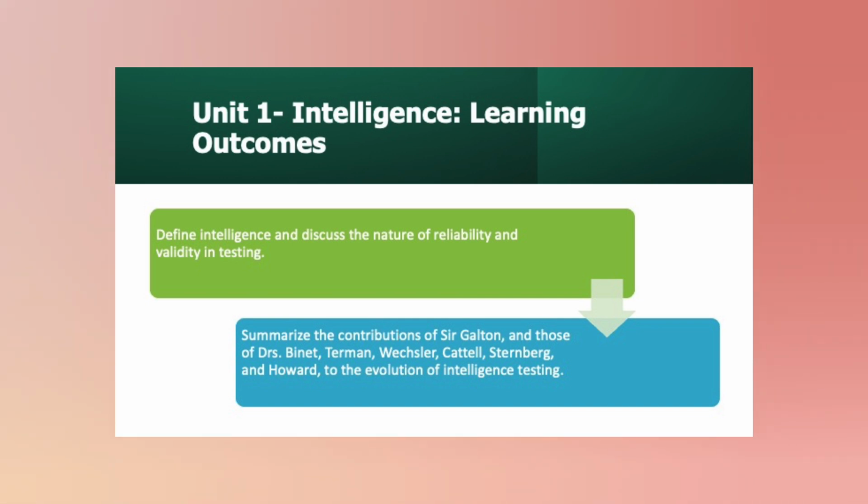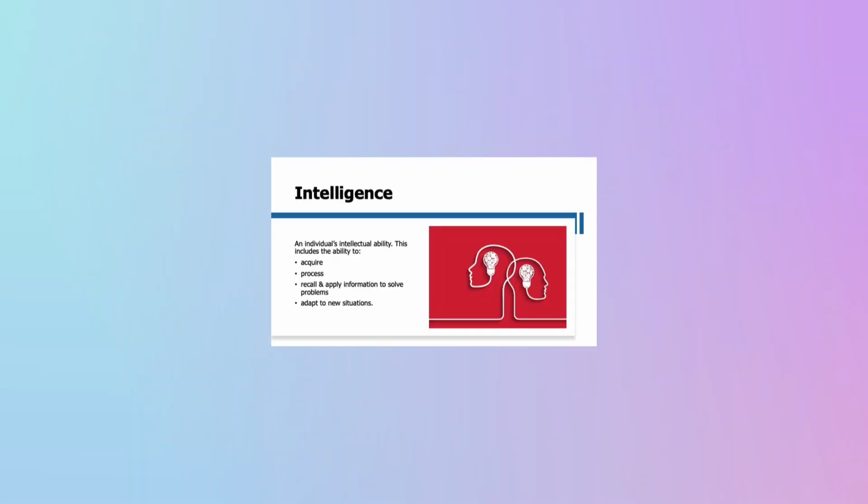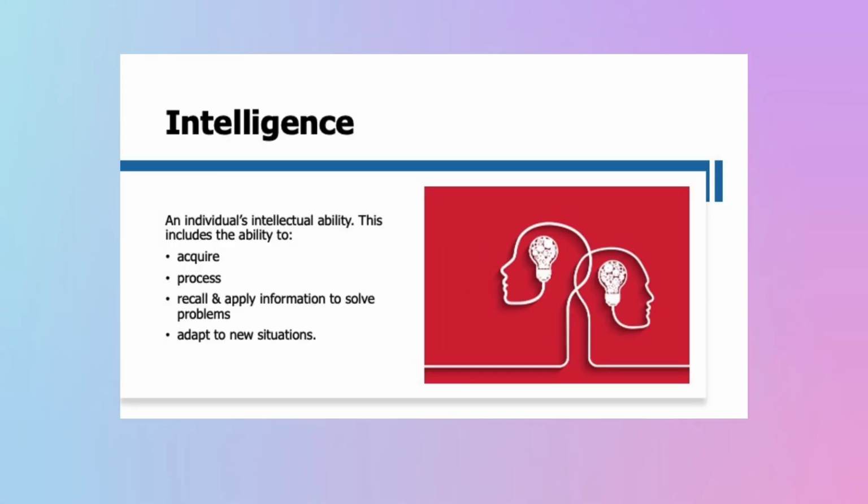So let's look at intelligence as a construct. Intelligence describes a mental capability that involves our ability to reason, to plan, to solve complex problems, to think abstractly, to comprehend complex ideas, to learn quickly, and to learn from experience. So all these descriptors align with what appears on the slide.